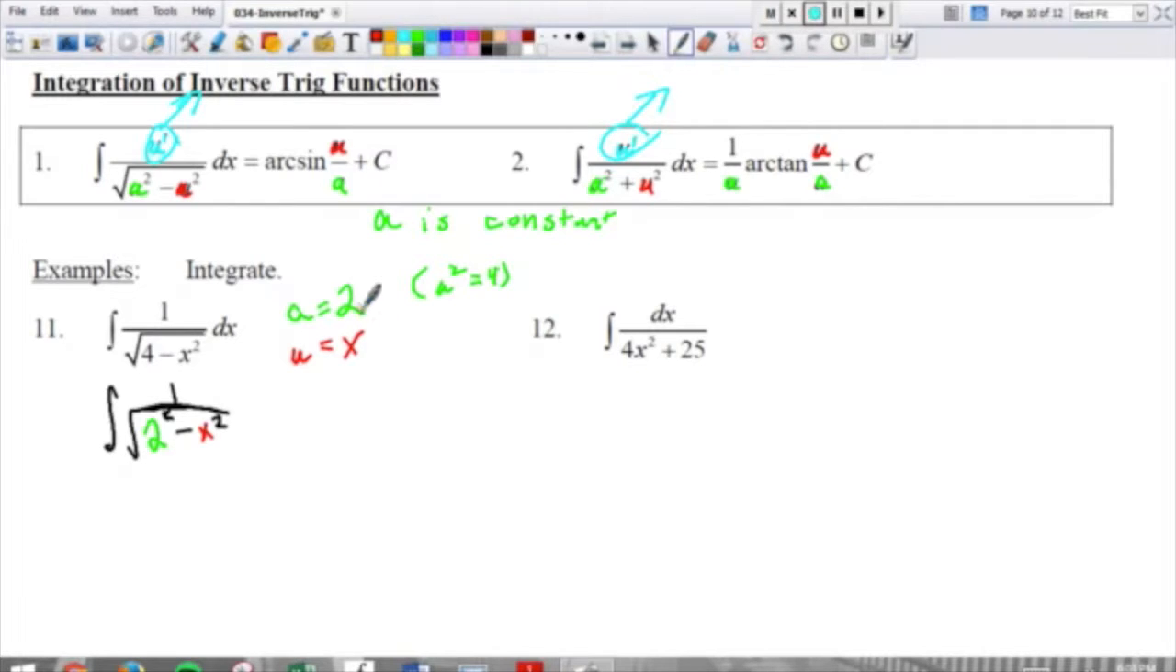So if I know a and I know u, then this guy's antiderivative is 1 arc sine x over 2. U over a. U over a. So I code it. U over A. Yeah? Plus C. Come on. You knew it was coming.